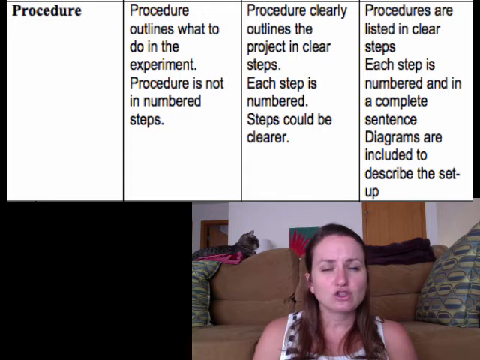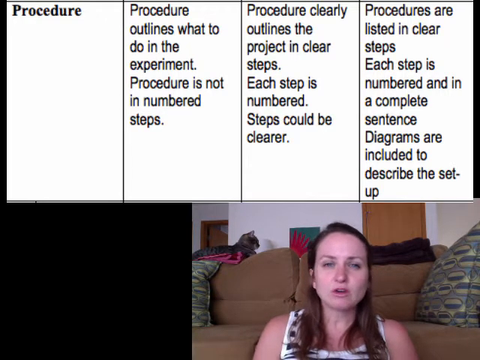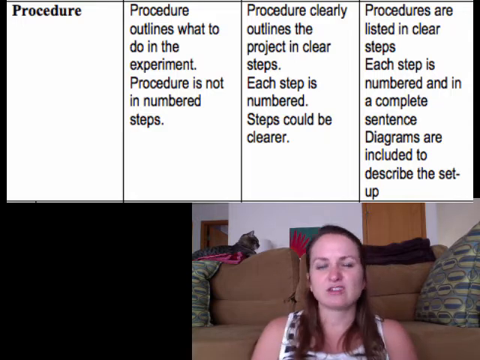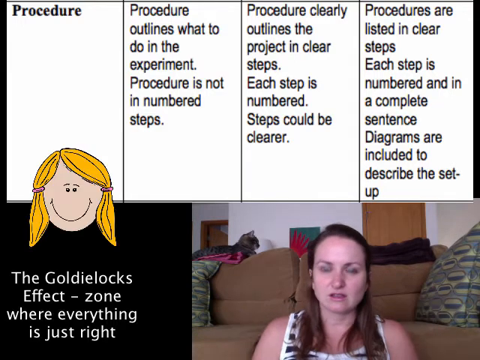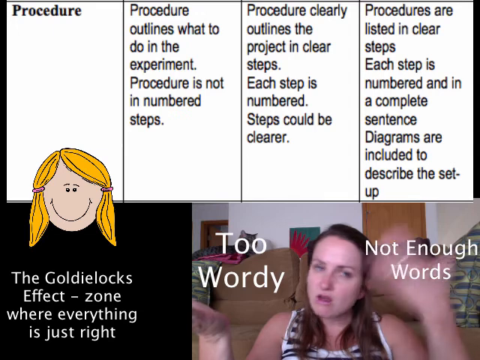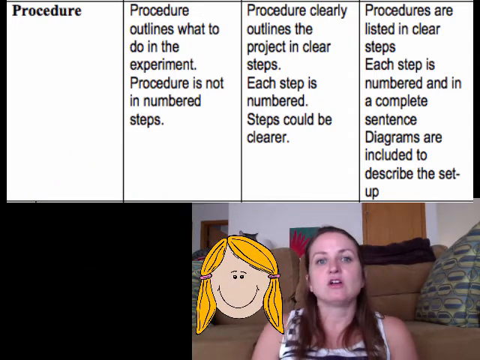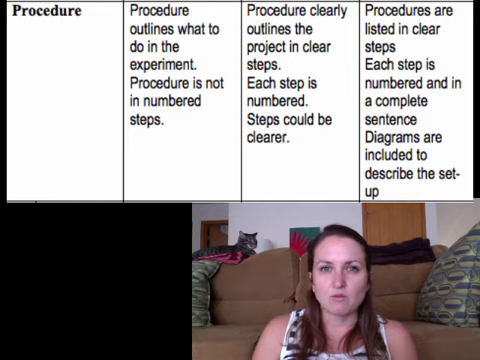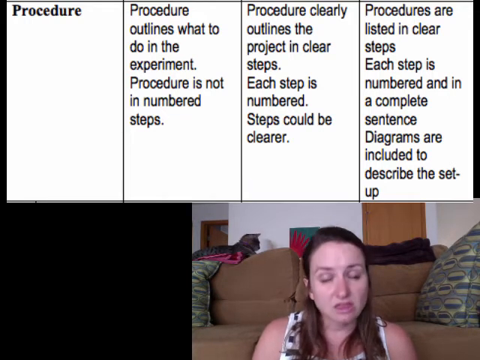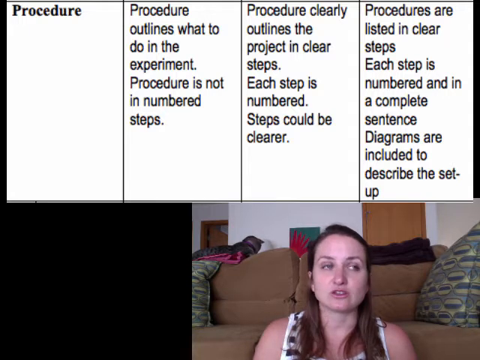So you want to make sure that they are clear steps. You don't want to get too wordy with your experiment procedure steps. You want to make sure that you're just wordy enough. So it's kind of like the Goldilocks effect. Too wordy over here, not so wordy over here. We want to be right in the middle so that we know exactly what it is that you are trying to do in your experiment. With that, you want to make sure that those things are clear.